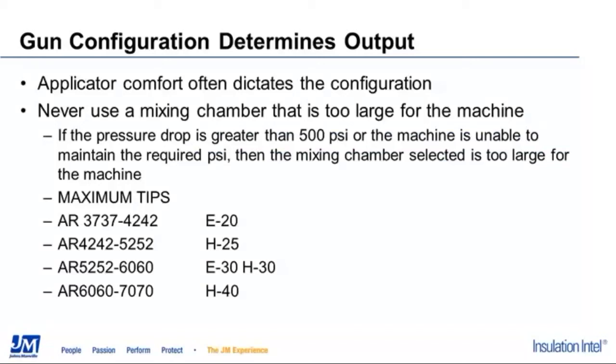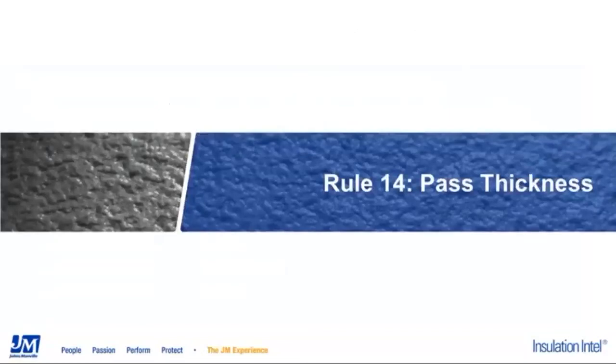At the very, very biggest, we want to see you guys in 37 to 42s. In the H25 at the largest, 42 to 52. Now we have the 47 in there, of course. E30s and H30, 52 or 60 at the largest. Just know that we have to make sure that that gun is not configured larger than what our machine is capable of. Pass thickness is a really, really big deal.